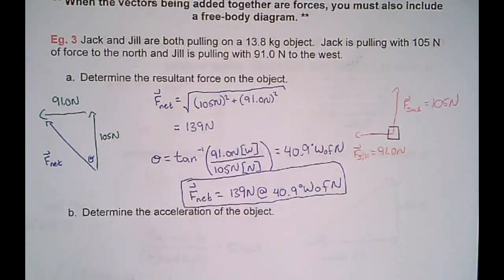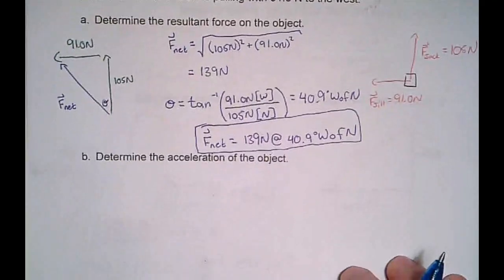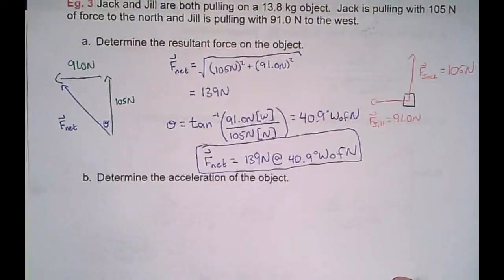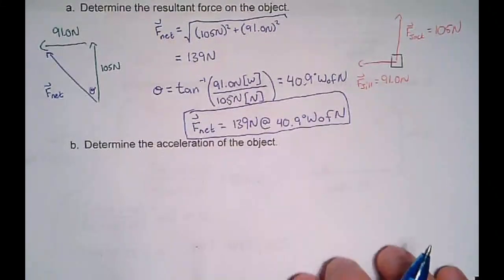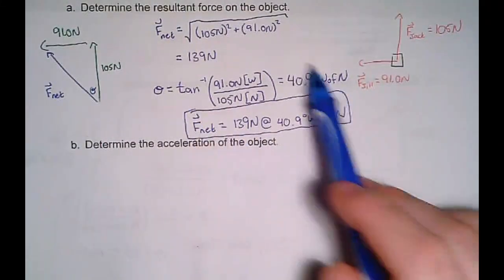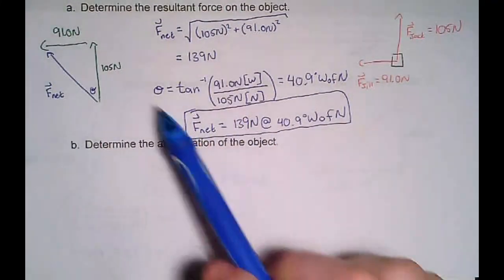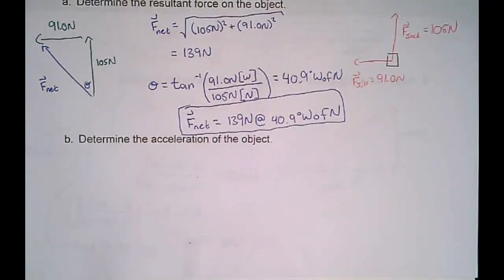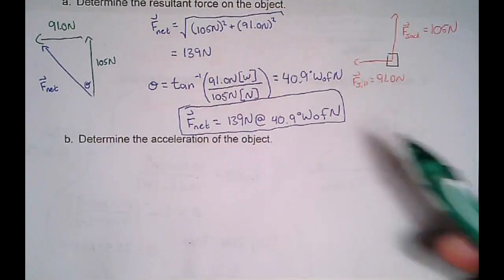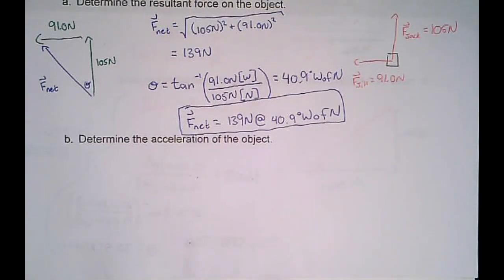And there's your final answer. So now it wants us to determine the acceleration of the object. So we have a couple options. We can go through and do all of our directional justification again, to redraw our diagrams, but we already know the direction we're headed. The force and the acceleration we know are going to go in the same direction.